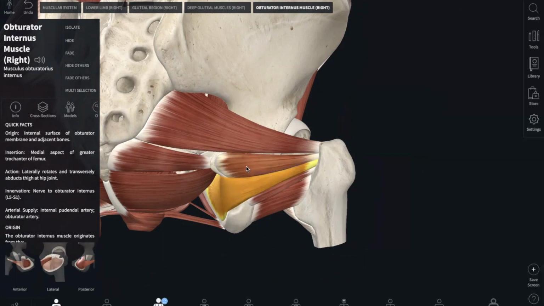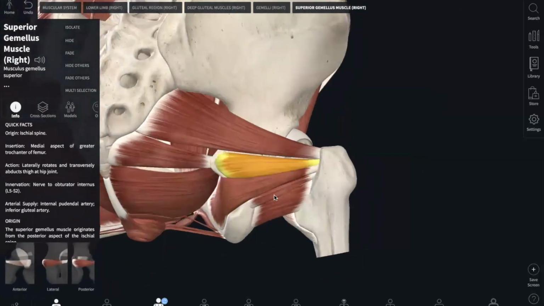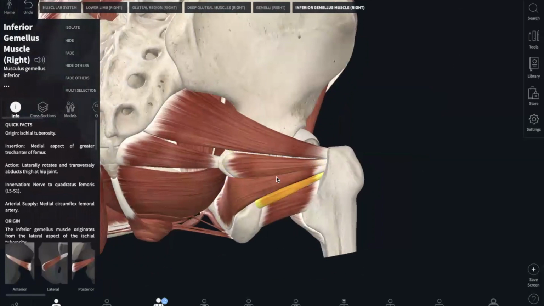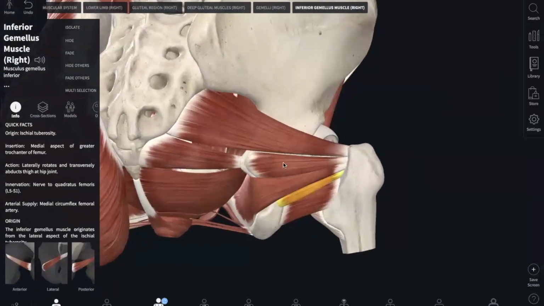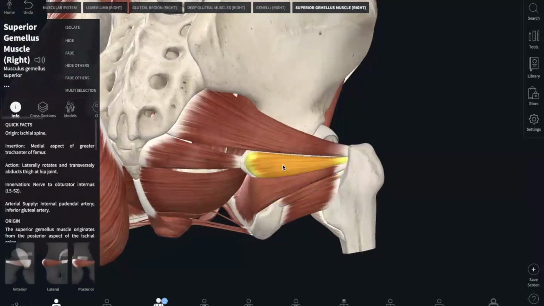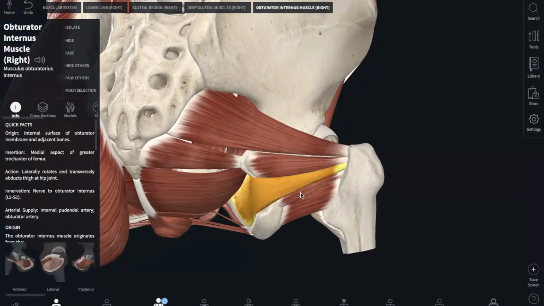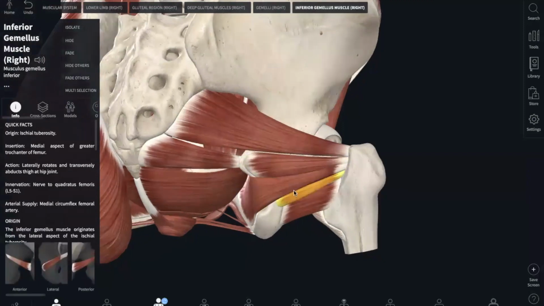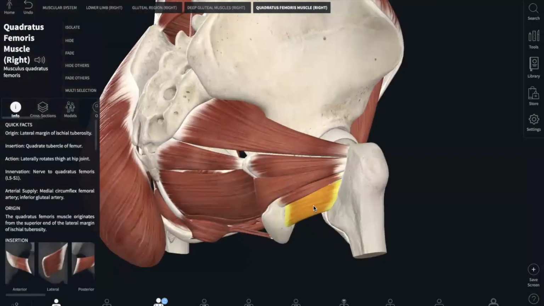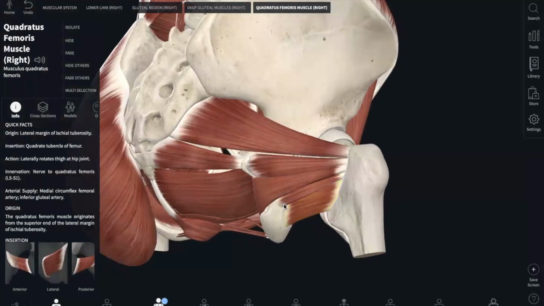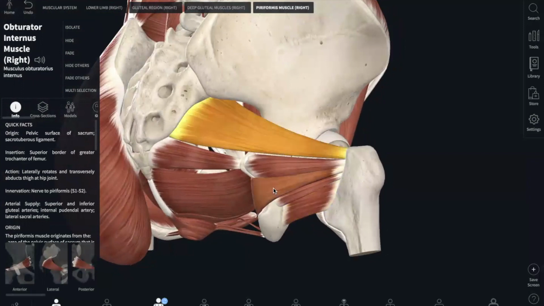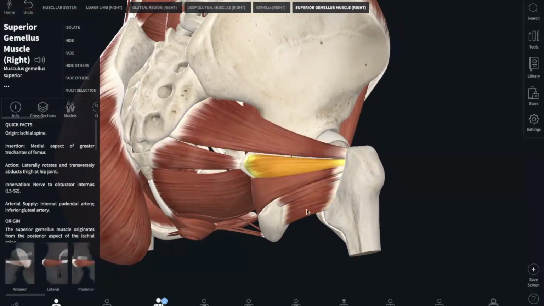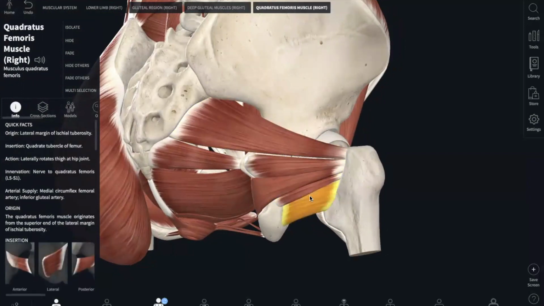Next, we're going to move up a bit and find the superior gemellus and the inferior gemellus. And these basically have the exact same role of rotation, and while the superior gemellus is supplied by the nerve to the OI, the inferior gemellus is supplied by the nerve to the quadratus femoris, which is the final muscle here. So recap, 5 muscles: piriformis, OI, superior and inferior gemellus, and the quadratus femoris.